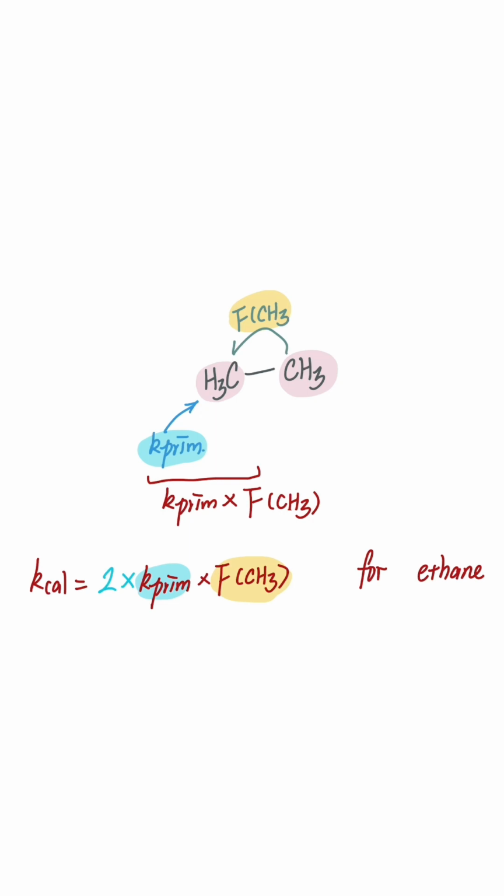Now we move to the second part. We are trying to write the equation for the total rate constant for ethane. As the picture shows here, the CH3 group already has one k prime. The k prime also means the k parameter for CH3.